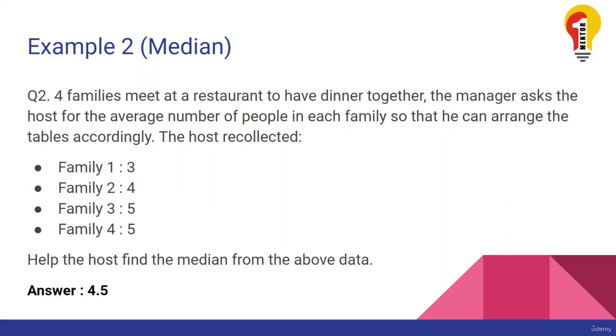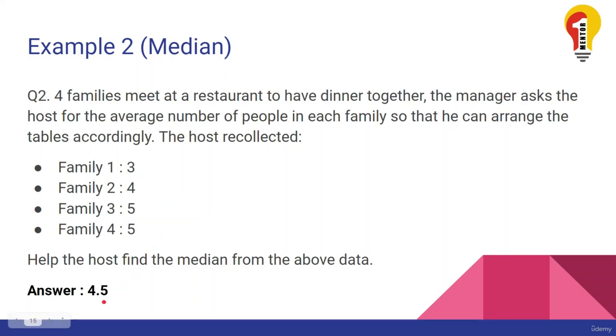Now, you cannot have 1/4 of a person, right? Coming back to the median over here, it will be the second value plus the third value divided by 2. So 4 plus 5 divided by 2, that is 4.5. This seems to be wrong as well.